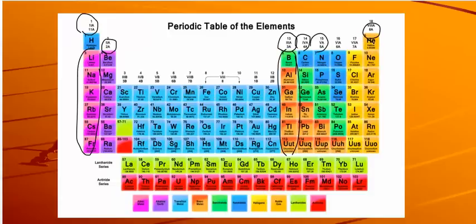And then in the middle, you have your B groups. And the B groups start off a little different. This is 3B, and 1B is all the way over here. But your B groups are right here in the middle. So we're going to name the A groups, just the A groups. Each A group has a specific name.